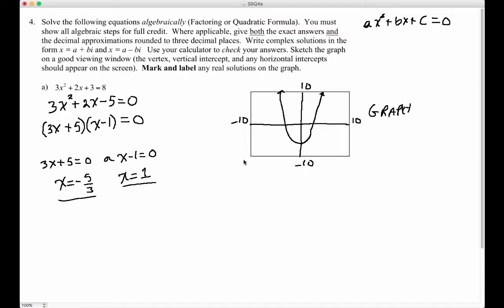Looking pretty good. Now, last but not least, they want us to mark and label any real solutions on the graph. So this real solution right here is x is equal to negative 5/3. And this real solution right here is x is equal to 1. Okay, that was pretty straightforward. My guess is when we get on to B, C, etc., we're going to have a few twists and turns, but we'll relish our moment of victory at the moment.